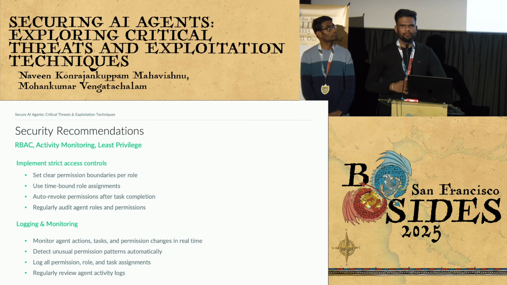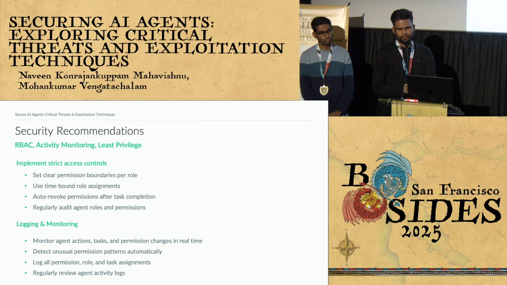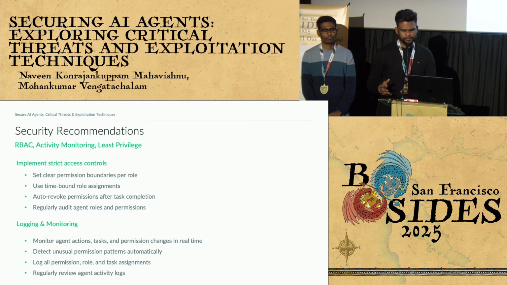So, how do we defend against authorization control hijacking? Let's break it into two different parts, access control and then logging and monitoring. First, let's talk about access controls. We should always follow least privilege, only grant what is absolutely needed, nothing more. We should set clear permission boundaries for every role the agent may assume, and then expire the token once the task is completed, or automatically revoke permissions from the agent once it finishes some sensitive operation.